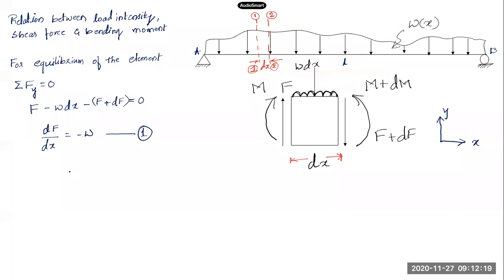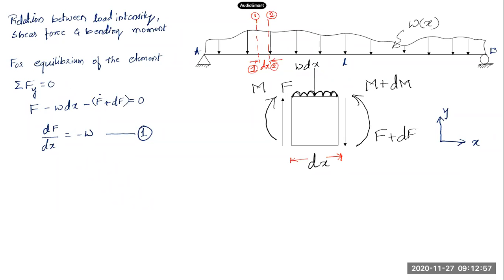So it says that the slope of the shear force diagram is equal to the intensity of the load. So dF by dx is nothing but the slope of your shear force diagram. We used to draw the shear force diagram. If you find the slope of that diagram, it will give you the intensity of the load at that point. This negative sign indicates that the shear force is decreasing with the increase in x. With increasing x value, your shear force will be decreasing. That is what this negative sign indicates.